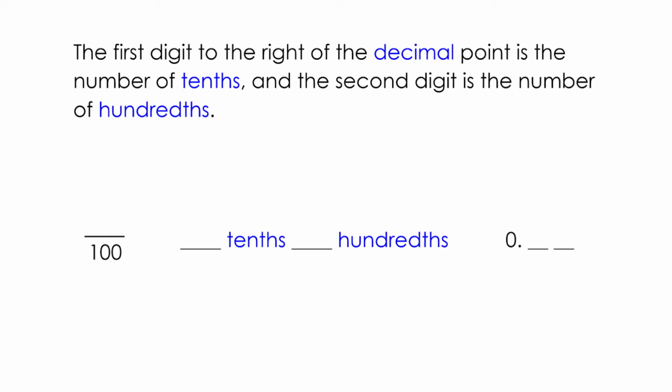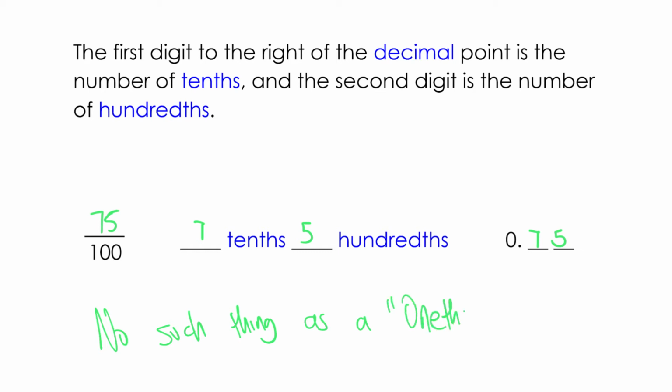So if we're going to make up a number here, let's just use 75. There are 7 tenths, 5 hundredths, for a grand total of 75 hundredths. You can read this as 0.75. It's all the same thing. Remember, there is no such thing as a oneths column. Okay, so do not forget that, please. Thank you.